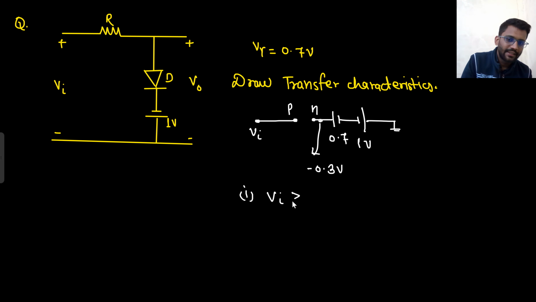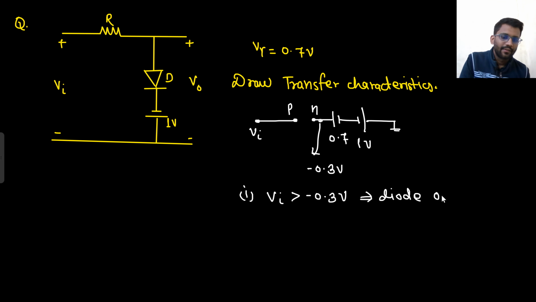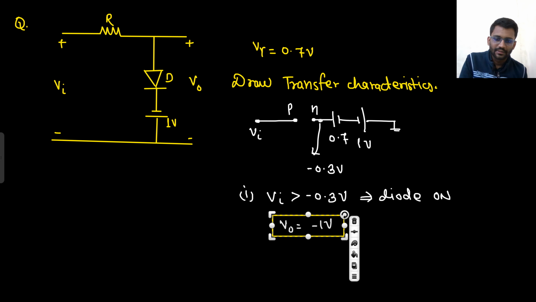So now just V in is greater than minus 0.3 volt. What will happen? Your diode will be turned on. And if diode is on, tell me what will be the output value? Diode is on, this will simply be shorted. So V out will simply be equal to minus 1 volt, right? Now I don't need to make the circuit because we have seen a lot of examples.